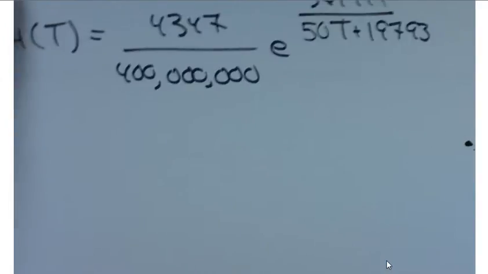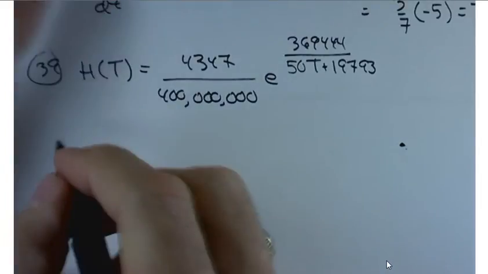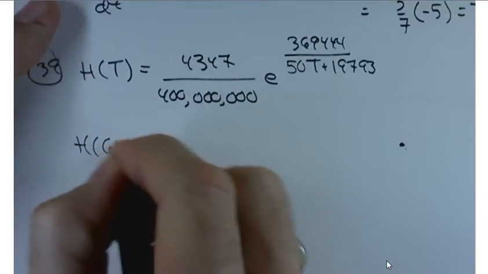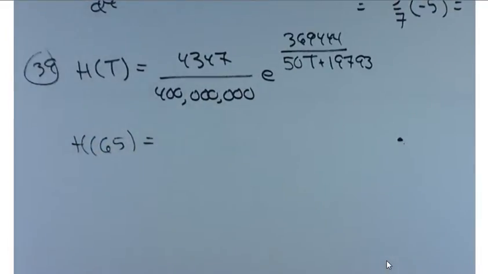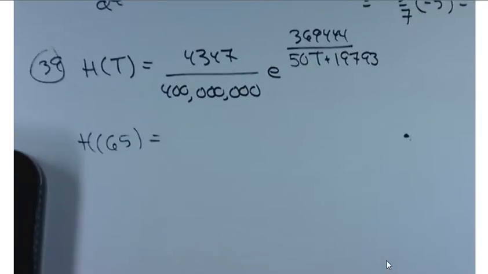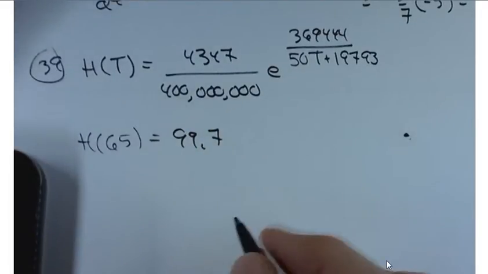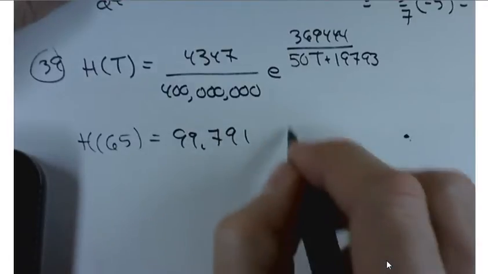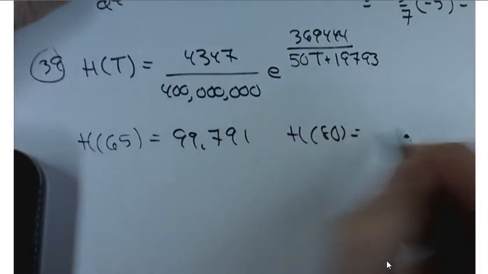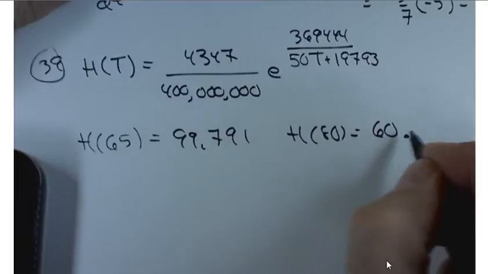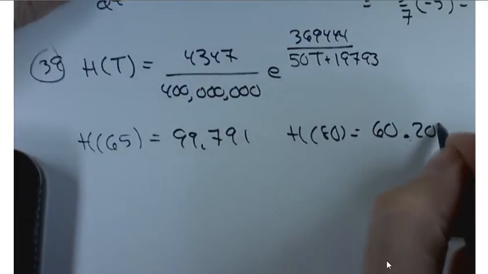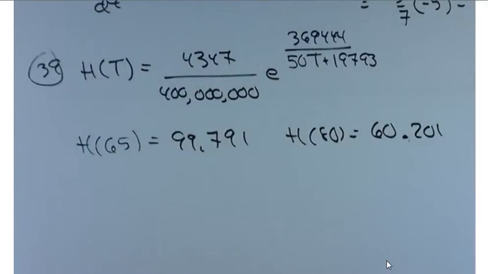So we calculated a couple of values. H of 65 should give you something in the 99%. So H of 65 is about 99.791. H of 80 was 60.201, etc.